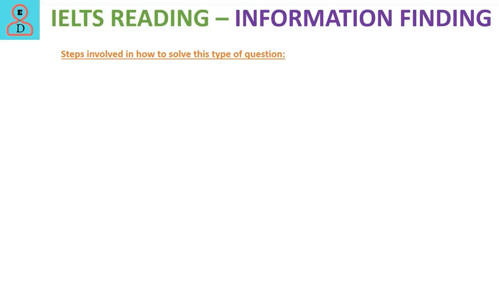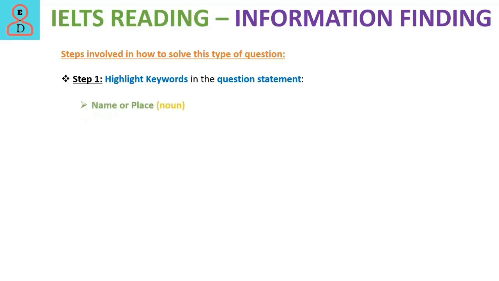Now, we will follow the steps to solve this type of question. First step is to quickly read all the statements and highlight the keywords. Keywords include someone's name or a place, that is noun, some kind of activity or process, that is verb, some kind of quality or comparison, that is adjective.